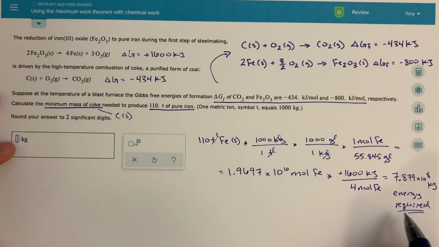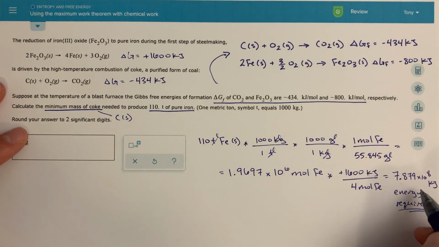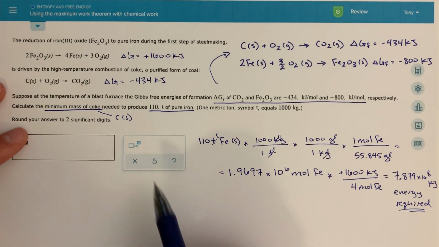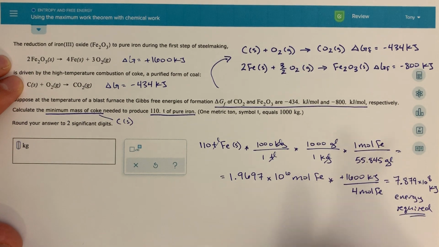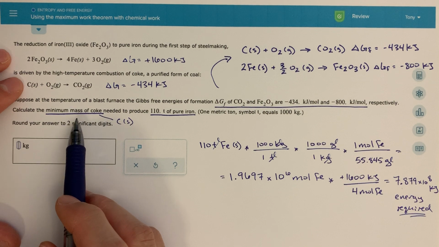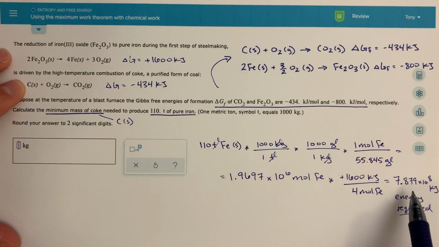So then the question becomes, where does this energy come from, right? So how do we generate this amount of energy? This is the energy we need to produce our 110 tons. Where does that energy come from? That energy comes from burning the coke. So then we're asked to figure out the minimum mass of coke, that carbon solid, that I'm going to need to generate this amount of energy.